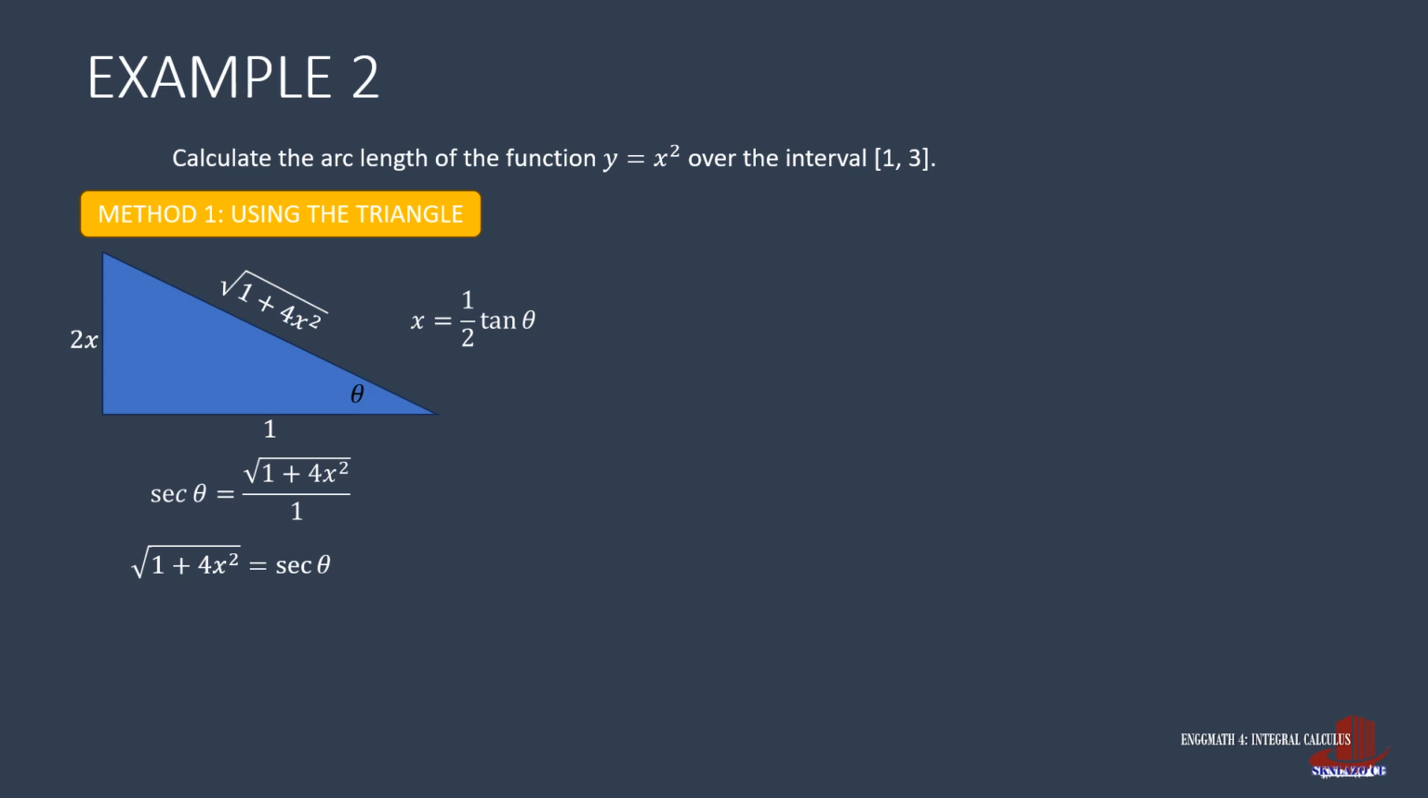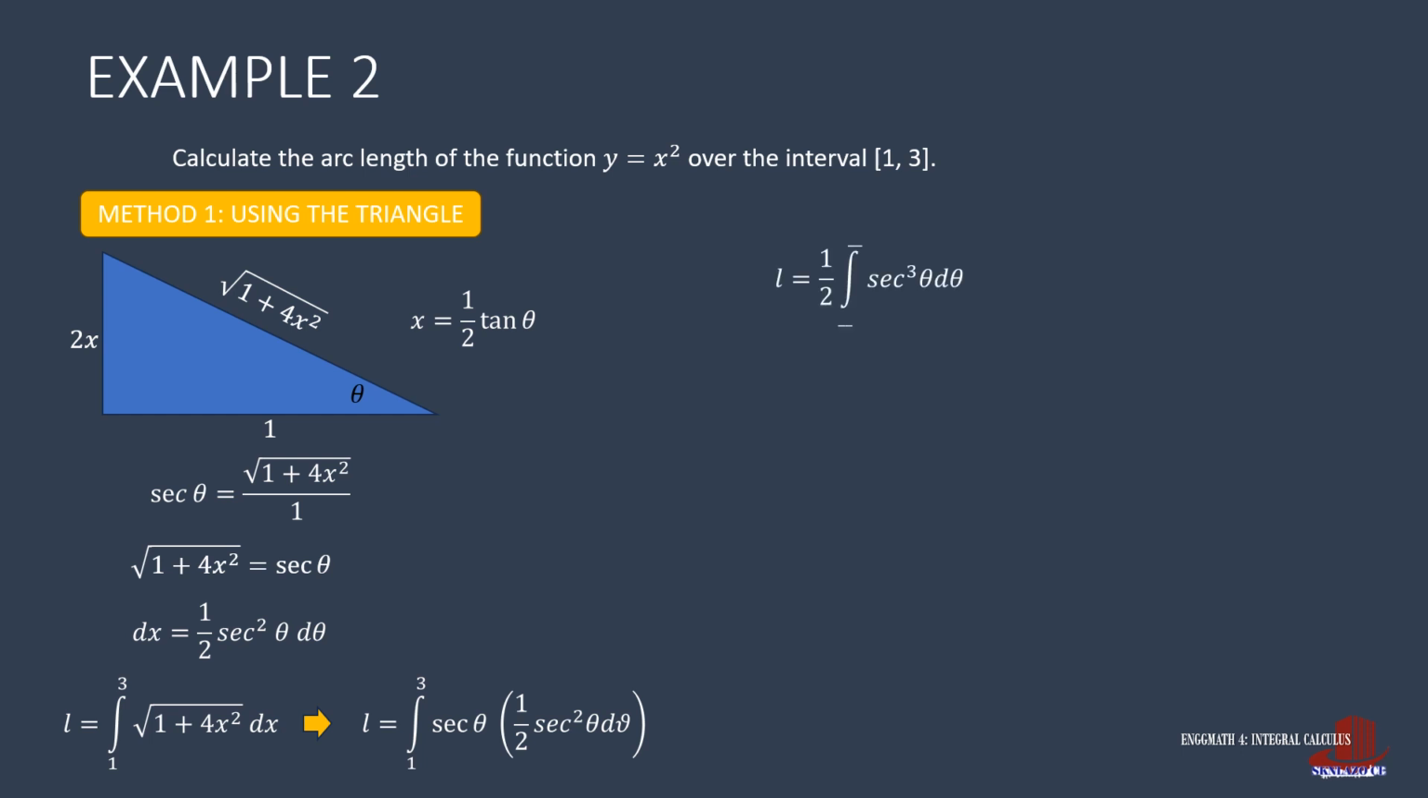And also, the derivative of x has been figured out earlier as 1/2 of secant squared of theta d theta. So from the original function of root of 1 plus 4x squared, we can transform this into secant theta for the term in radical, and then 1/2 of secant squared theta d theta for dx.